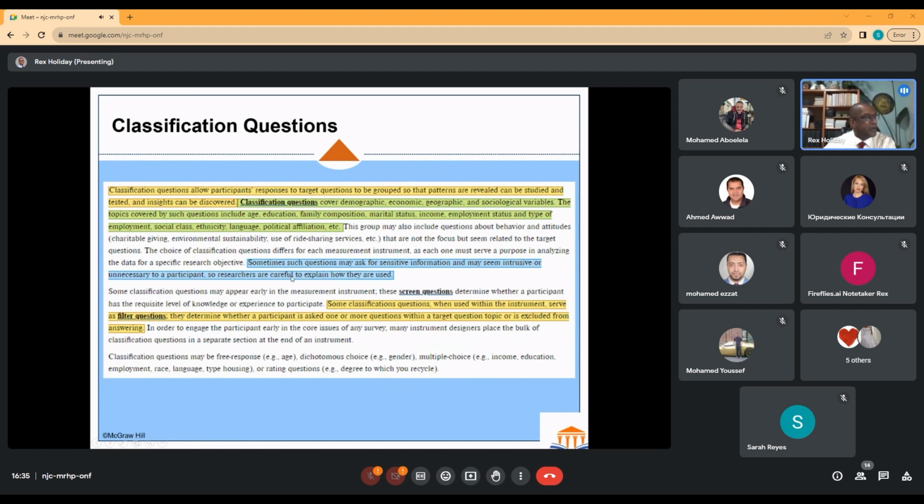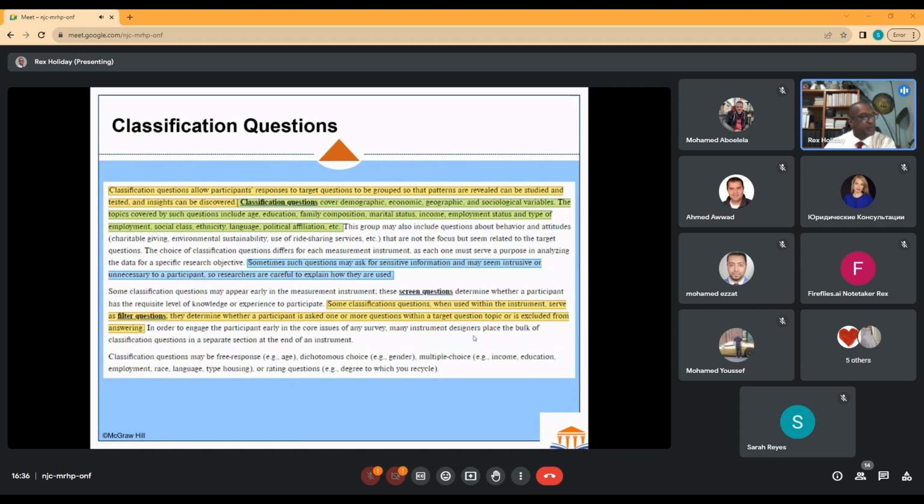So researchers are careful to explain how they are used. So for sure, right now, someone's going to say, employment status or type of employment, or your education, your family composition. That could be personal, very personal, right? Political affiliation. Some people are very hesitant to reveal that. So it's important that you are careful to explain how it's going to be used. All right. So you want to maintain that integrity and trustworthiness with those participants.